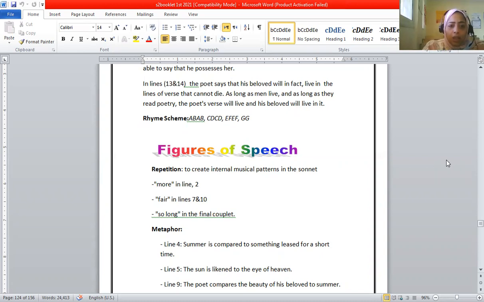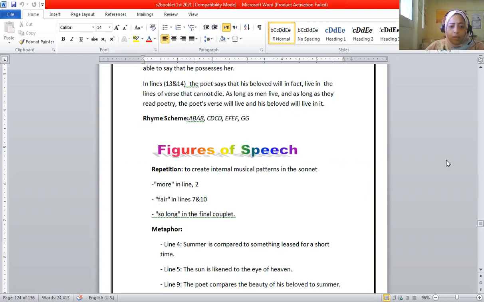Now the figures of speech. We have repetition. We said that the idea of repetition is to create musical patterns, so to create internal musical patterns between the lines we use repetition of words, repeating the same words twice in the same line. Again, "every fair from fair." The word fair appears in lines 7 and 10. "And every fair from fair sometimes declines." Fair from fair, so this is a repetition of the word fair twice in one line. So this is a repetition for musical effect.